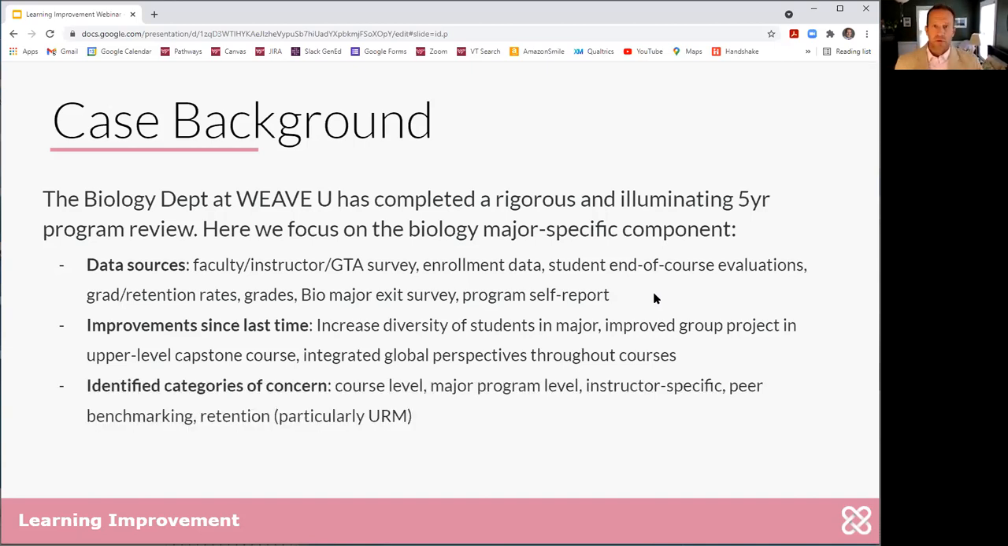And then they've also, by going through this, of course the biology department was so happy it was their 5-year review time. They were thrilled they were on the docket. They also identified some things they'd like to work on. Some of those concerns were course level, some were program level, and a little larger between courses. Some were instructor specific. Some was peer benchmarking.